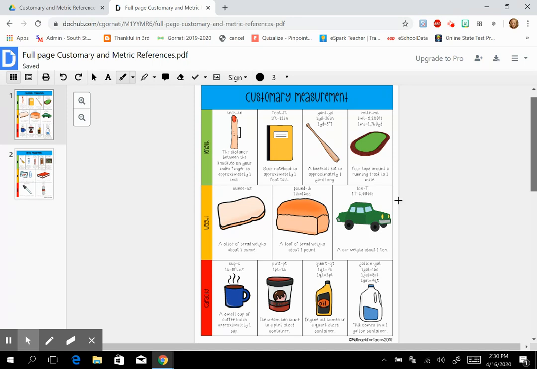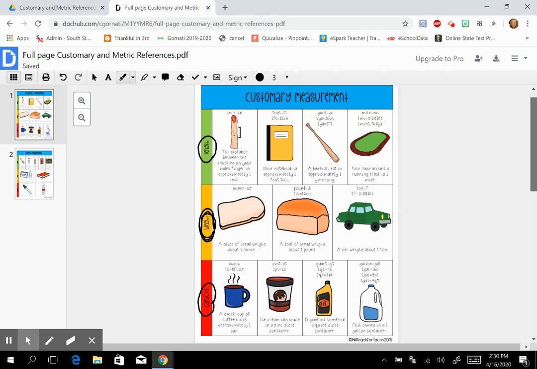So we have on the side here length, how long something is, weight, which we can also say is mass, how heavy something is, and then capacity, which is how much liquid an object can hold.